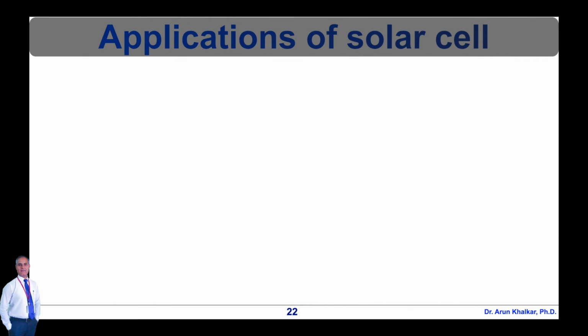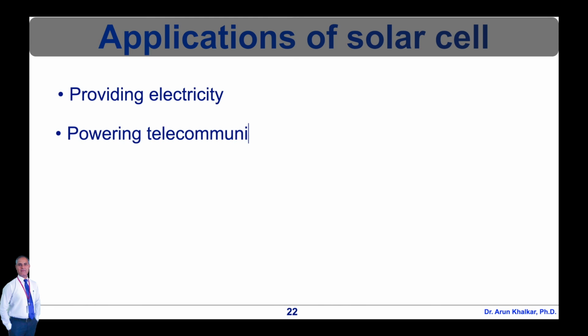Let's see the applications of solar cell. Solar cells are largely used for providing electricity to rural and remote areas where grid installation is difficult. Solar cells are used for powering telecommunication systems in rural and remote areas, such as transmission of signals, radio, TV sets, emergency telephone systems, etc.